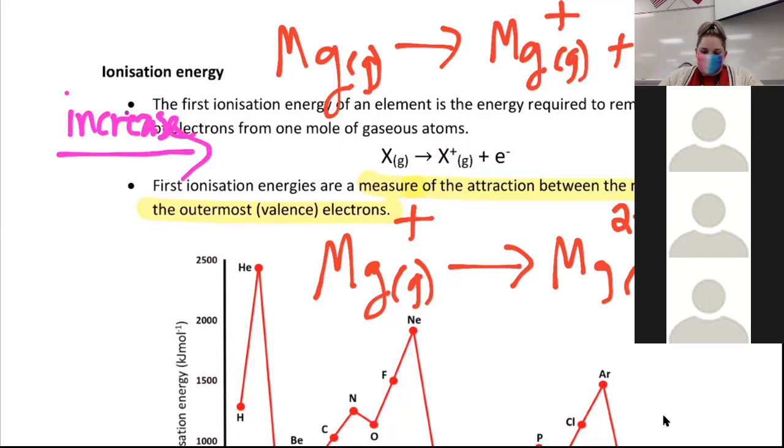As you go down a group, what do we think is going to happen here? Do we think it's going to increase or decrease as we go down a group? Think about the size of the atoms.